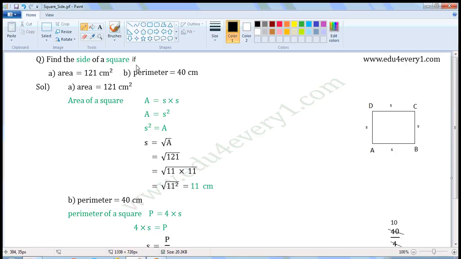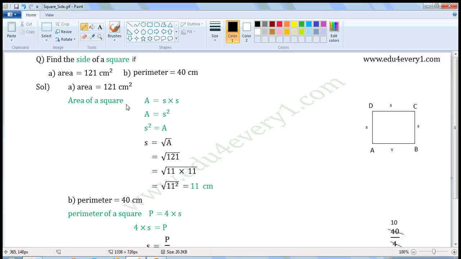Find the side of a square if first one area is equal to 121 centimeter square. Second one perimeter is equal to 40 centimeters. This figure is a square. In a square, lengths of all sides will be equal. First one area is equal to 121 centimeter square.